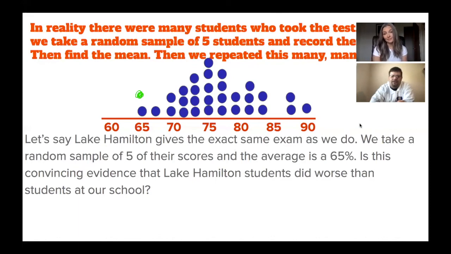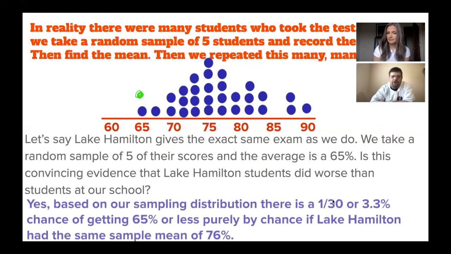So there's a chance. It's not out of the possibility, but of the 30 that we have gathered from Lakeside, 29 of them were higher than that. So we have a 1 in 30 chance of getting a score like that, and that's a pretty small probability. What is 1 in 30? You have that calculated? 3.3%. And remember, we've talked about if something happens less than 5% of the time, we get suspicious. So since this happens less than 5% of the time, it would make me suspicious and it would be at least evidence that there is a difference.